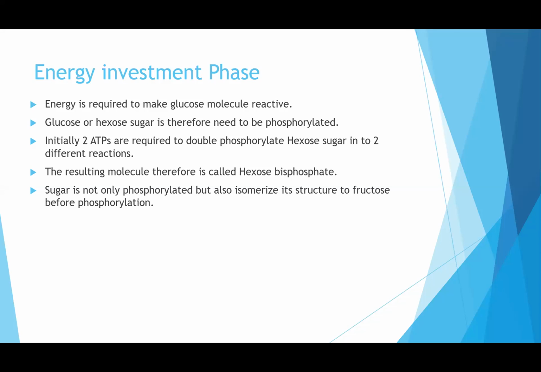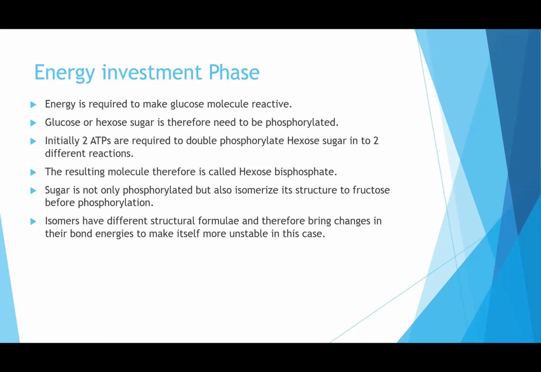Now, the glucose, the sugar molecule, is isomerized to fructose. Here is fructose, and here is sugar, meaning glucose. Although fructose is also a sugar, this sugar represents glucose. So glucose is not only phosphorylated, but also isomerized in its structure to fructose before phosphorylation. Fructose is more reactive than glucose. Summary: fructose is more reactive than glucose. So you make the molecule more active by converting it into fructose and also phosphorylating it.